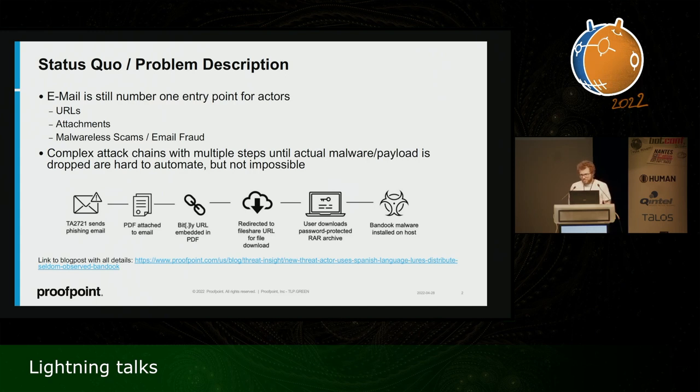On the slide, you can see an exemplary attack chain. You have an email that leads to a PDF, which has a bit.ly URL in it, which redirects to a file sharing site, which downloads a password protected RAR archive. In this case, the password is in the PDF, but it could also be in the email. And in the end, it leads to Bandook malware installed on the host. So you have complex attack chains with multiple steps until the actual malware is dropped. Those are hard to automate, but not impossible.